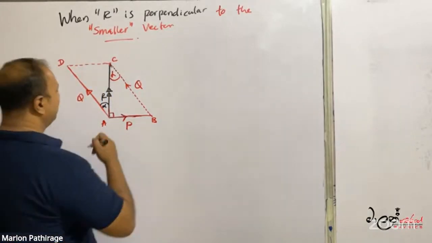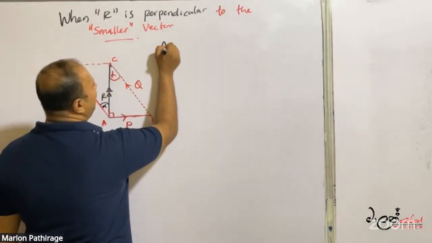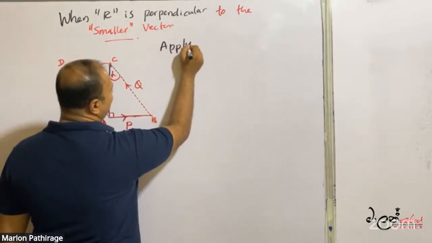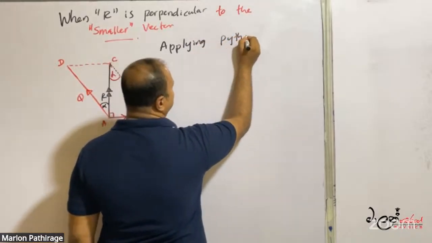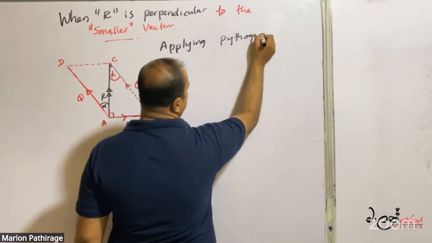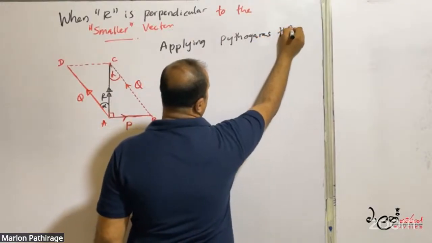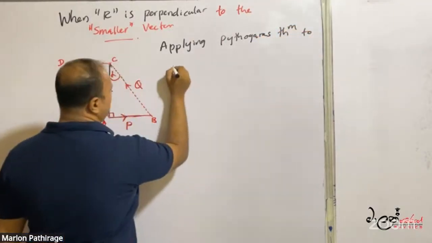Therefore, applying Pythagoras theorem to triangle ABC.